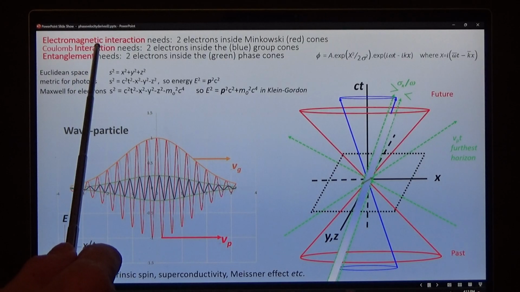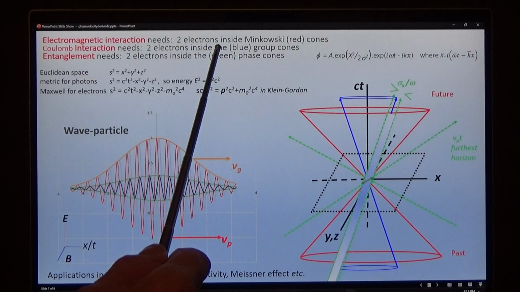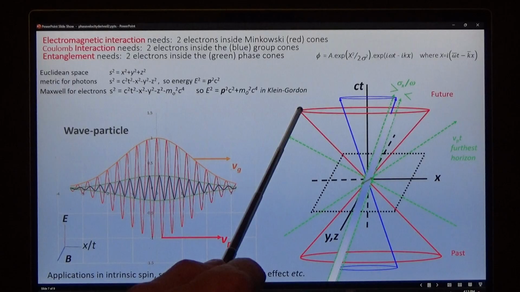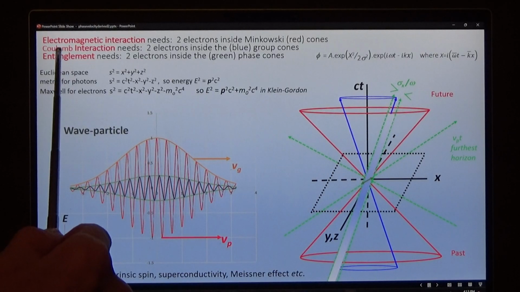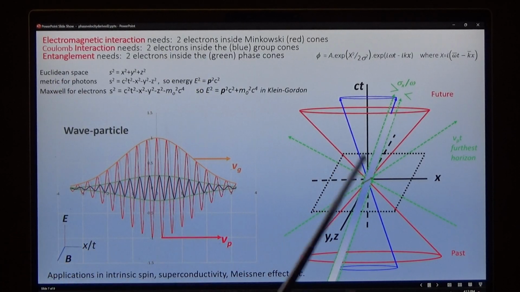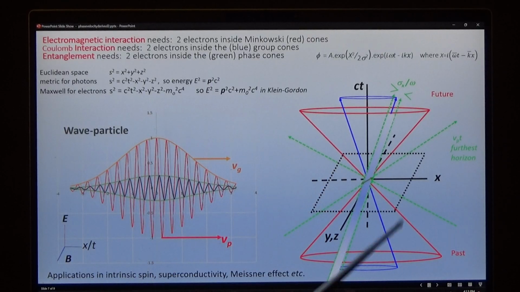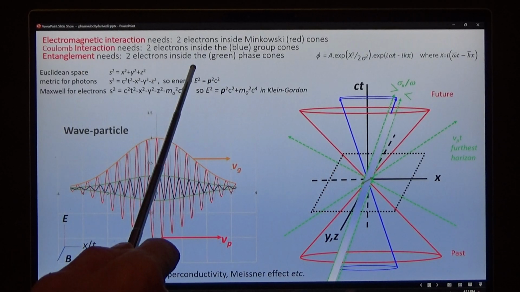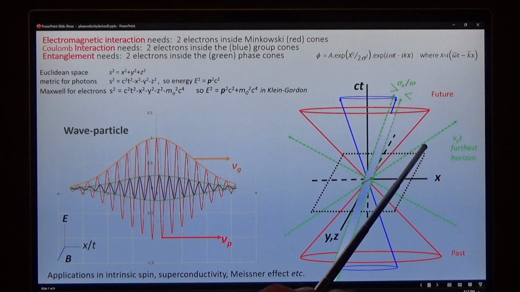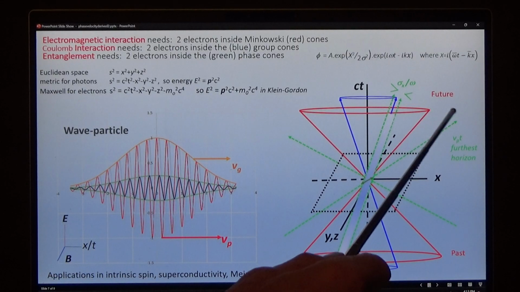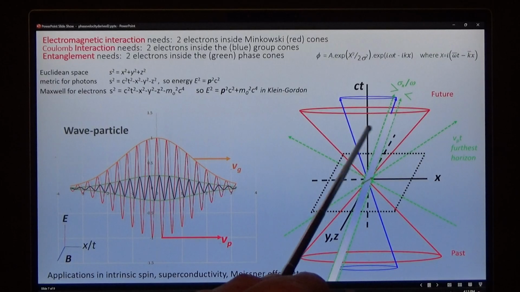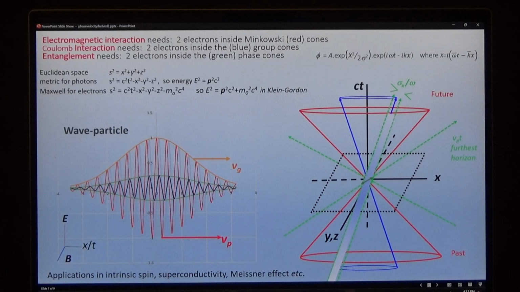Electromagnetic interaction needs 2 electrons inside the Minkowski cones. Coulomb interaction needs 2 electrons inside the blue cone. And entanglement needs 2 electrons inside the green phase cones, which are not drawn in this diagram, but which you can extend mentally.